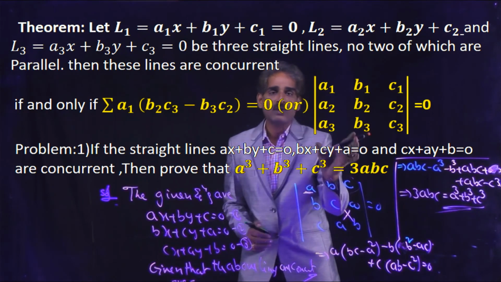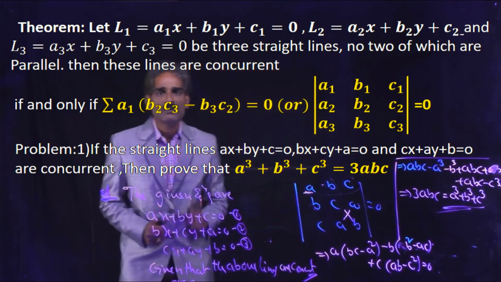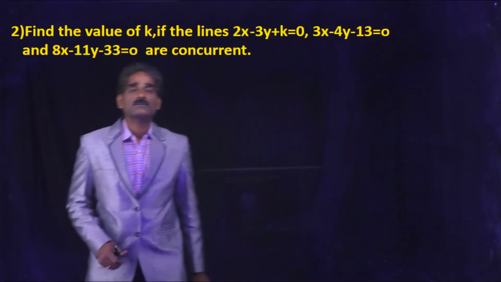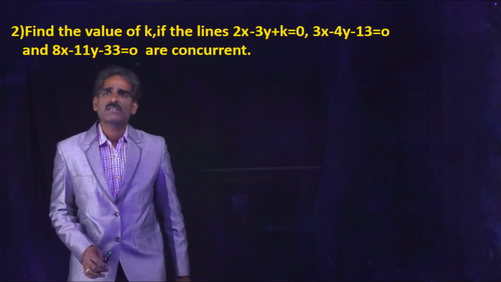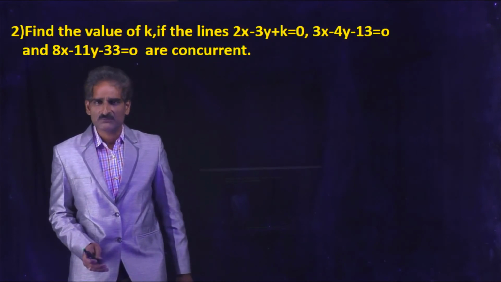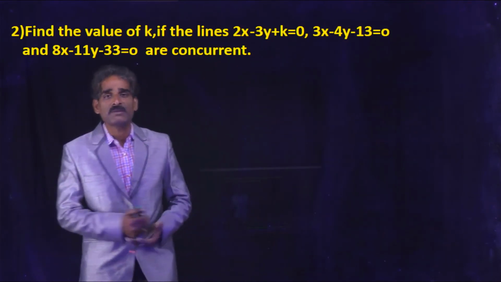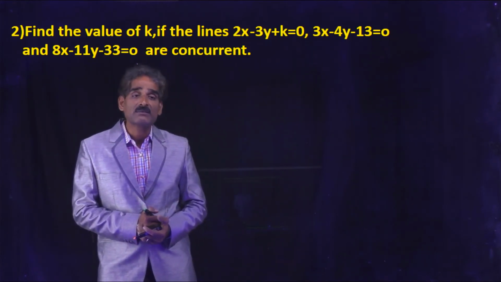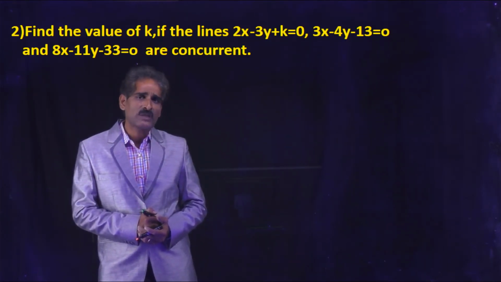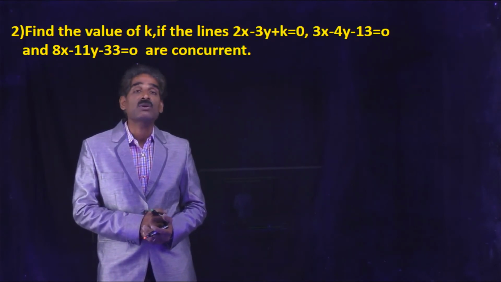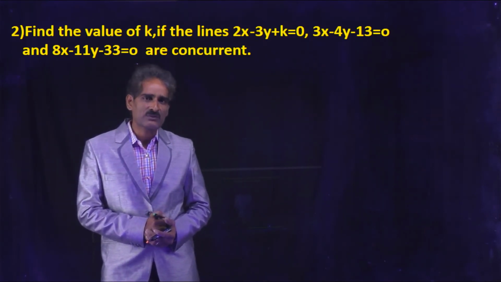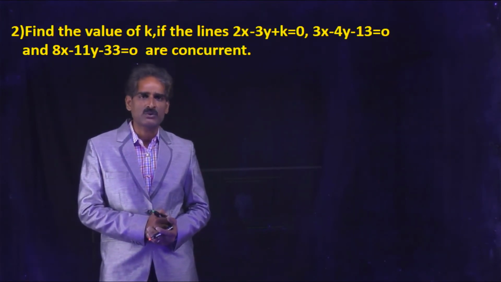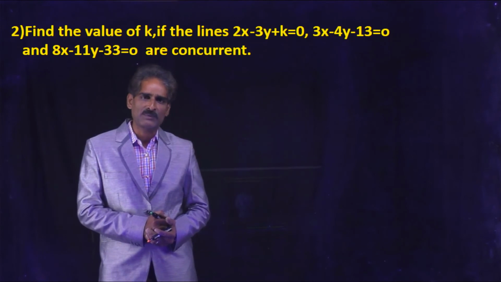These formulas are very important from the objective point of view. Now see this problem: find the value of k if the three lines are concurrent. Here we can use any method. The first method is to solve any two equations and substitute in the third. Here the unknown is in the first equation, so first solve 2 and 3, and substitute that point in the first equation equal to 0. Then we'll get k.